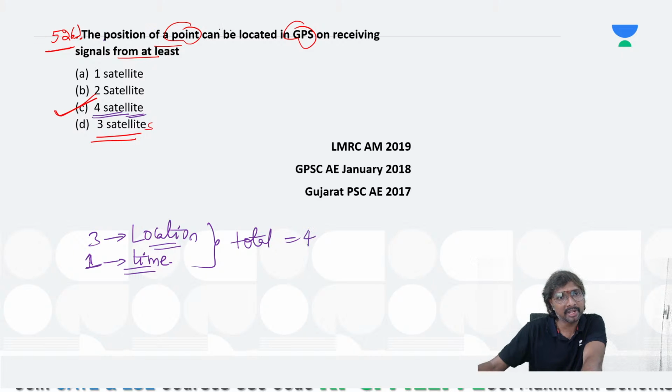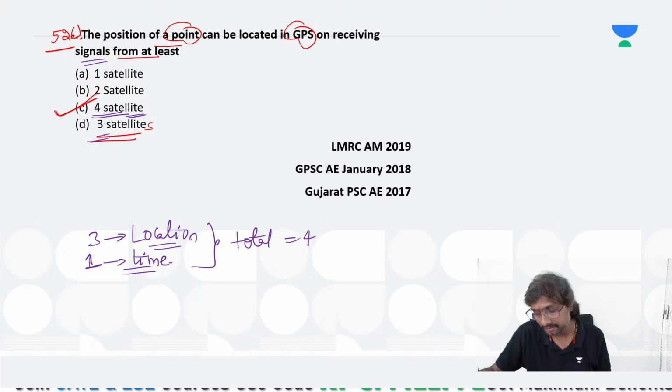The position of a point can be located in GPS on receiving signals from at least, right? Okay, you are saying that only the position is given, no time is given, so you are taking it as 3. That is your doubt, right, Akash? With respect to location it will be 3, and with respect to time 1, total 4. But here in the question only the position of the point is asked, so it must be 3.